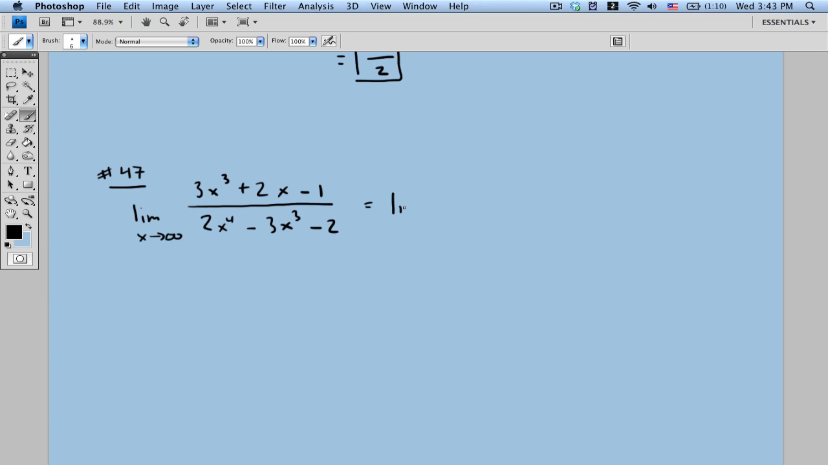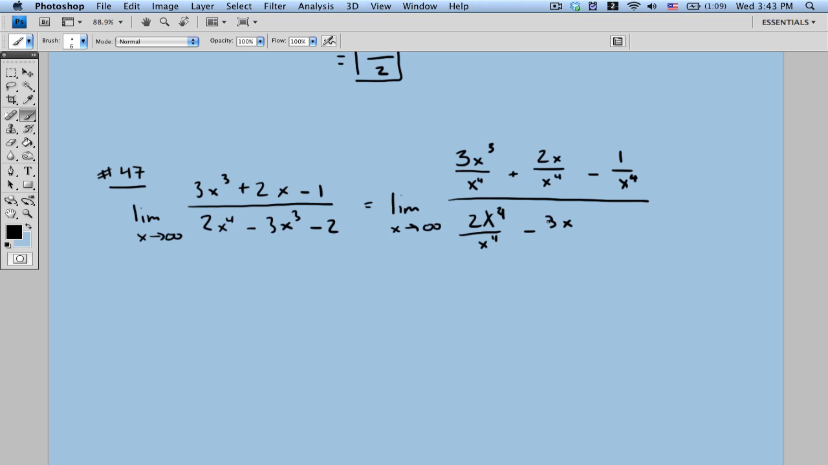So what we're going to do is take each term and divide it by x to the fourth. Once you've done a few of these, you should be able to do it more quickly, but I'll work through the whole thing here. So here we've got 3x cubed over x to the fourth, 2x over x to the fourth, 1 over x to the fourth. And then in the denominator, we've got 2x to the fourth over x to the fourth, 3x cubed over x to the fourth, and 2 over x to the fourth.